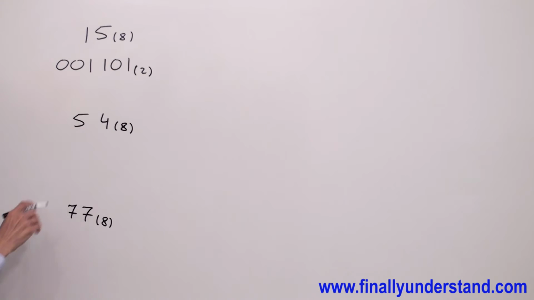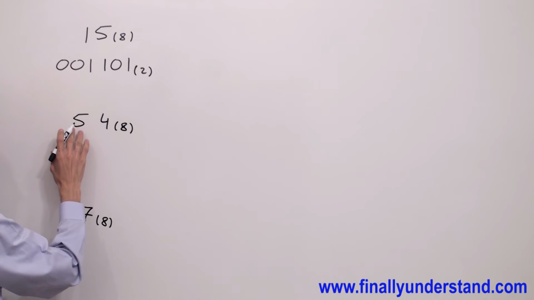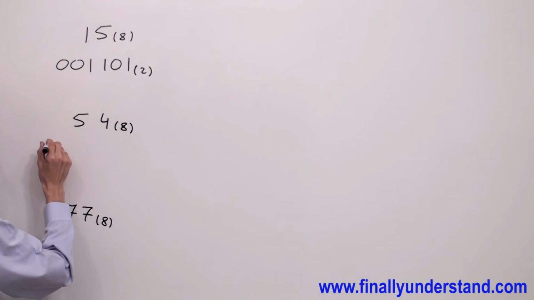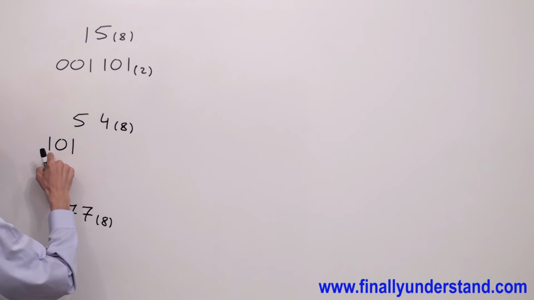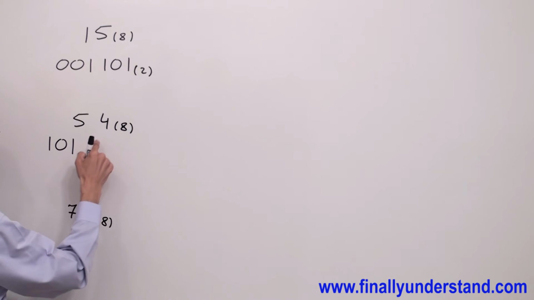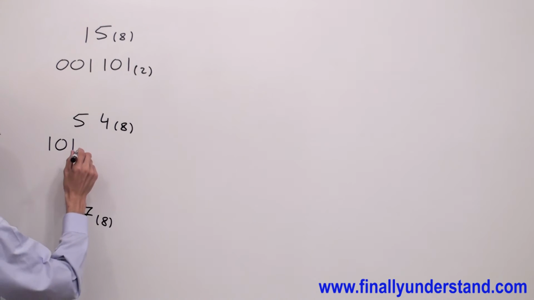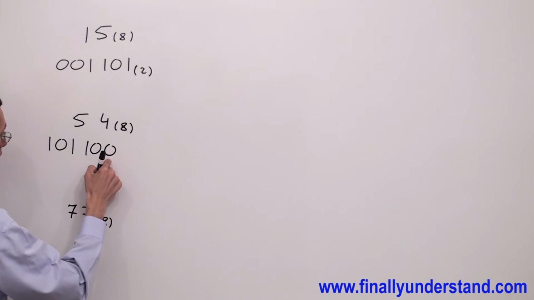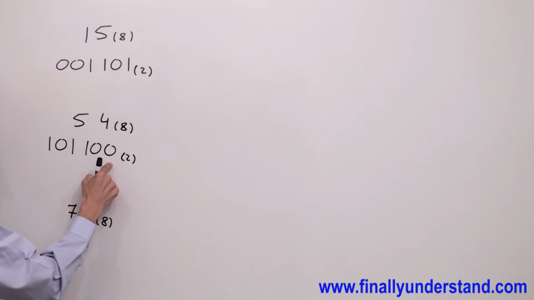Let's take a look at the second example. Again, we're supposed to convert every single digit to 3 binary bits. So I have 5 again, 1, 0, 1, a 3-bit binary number, and 4 is also supposed to be converted to a binary number: 1, 0, 0. This is binary 4. And this is base 2. So this is the solution to this problem.